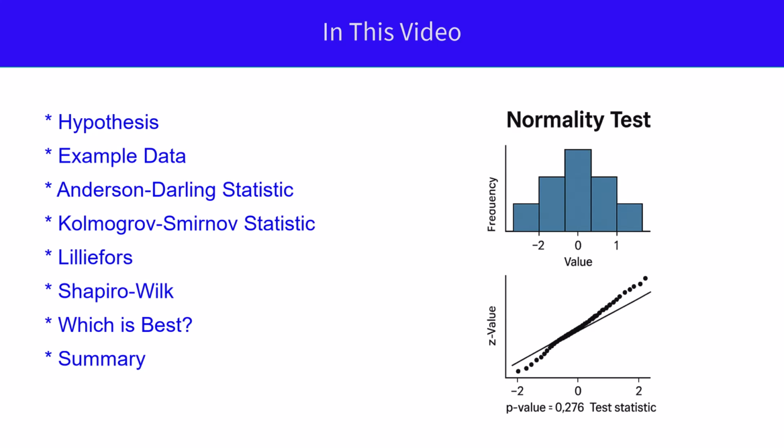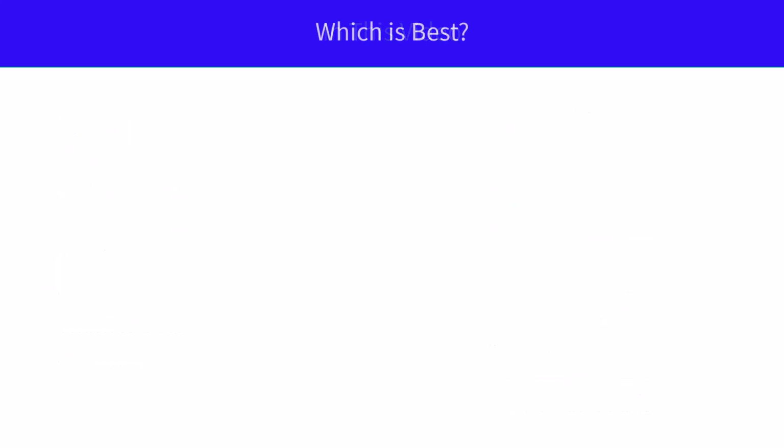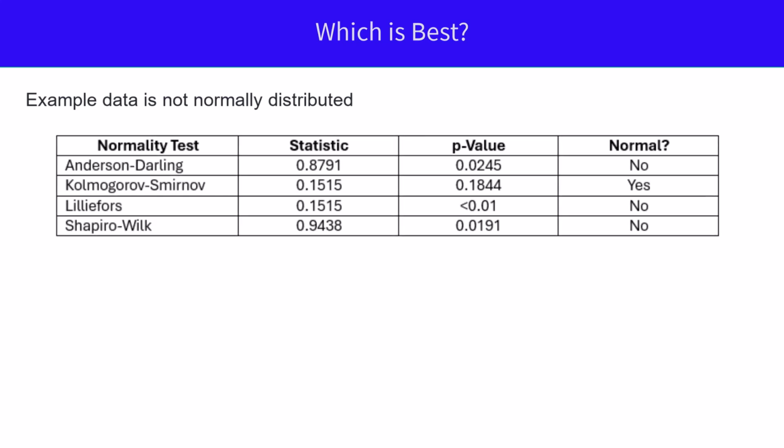We're going to start with what the hypotheses are, example data, then we're going to cover the 4 tests, Anderson-Darling, Kolmogorov-Smirnov, Lilliefors, Shapiro-Wilk, and then decide which is best and summary. And we're actually going to give you the answer to start with, which is best. The data we use in our example is not normally distributed. So we have our normality test, the 4 we're going to look at, the statistic we're going to calculate, the p-value, and then our decision, is it normal or not?